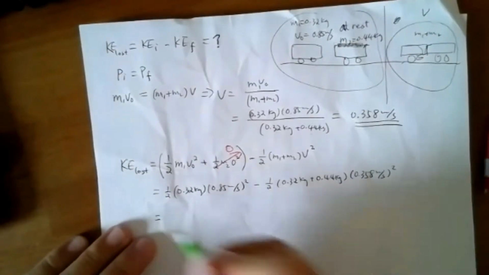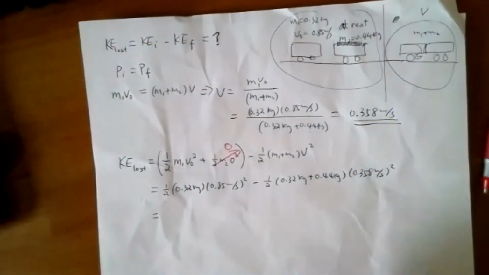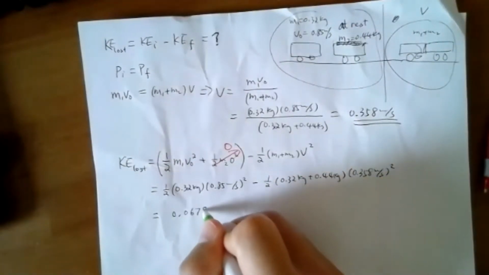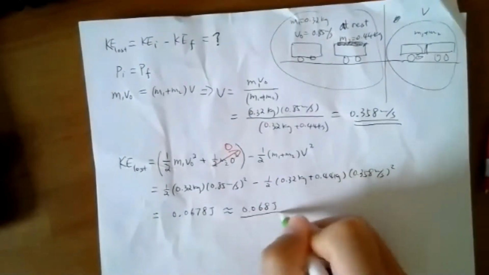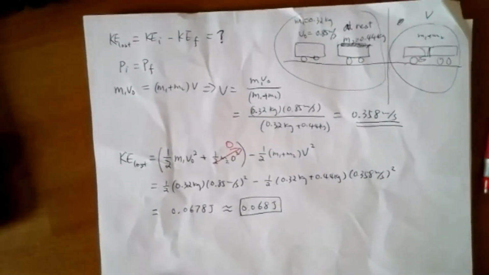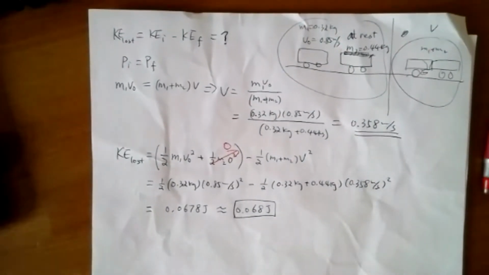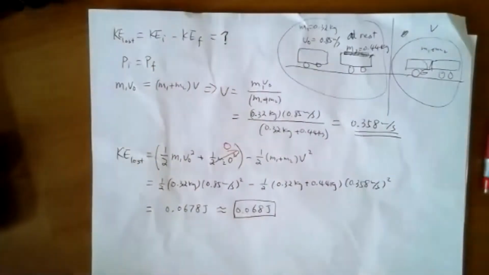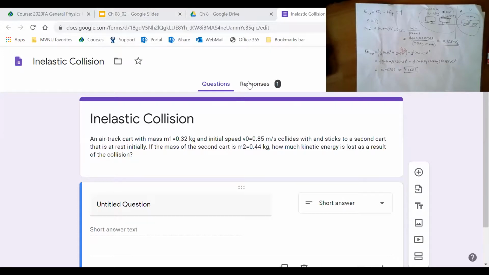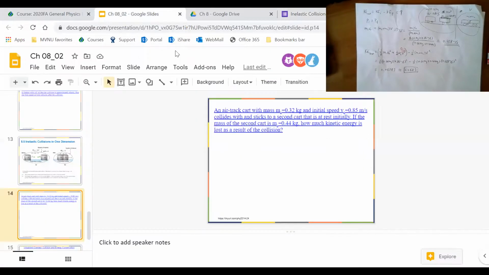Okay, so put everything into your calculator. It's going to give you 0.0678 joules, or roughly 0.068 joules. All right. Questions you guys might have? Okay. There's one response not quite right. You can check on the numbers.